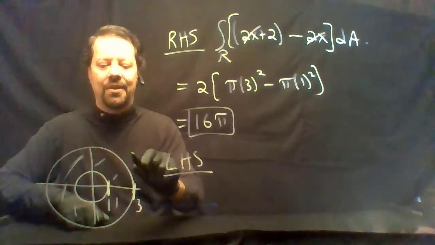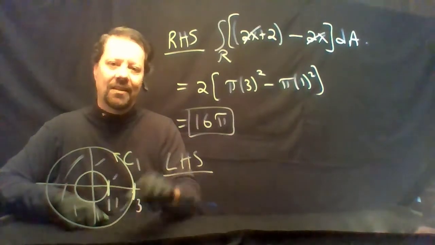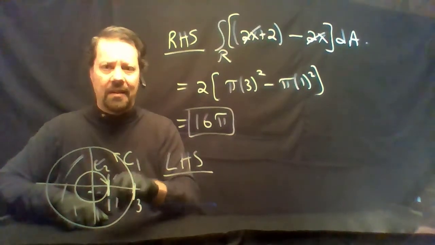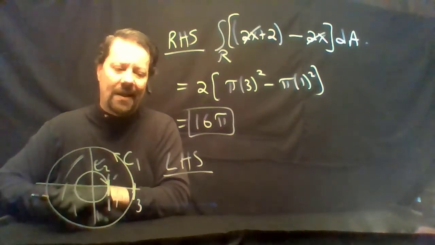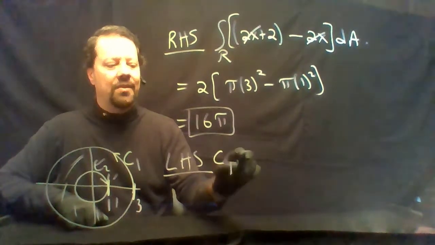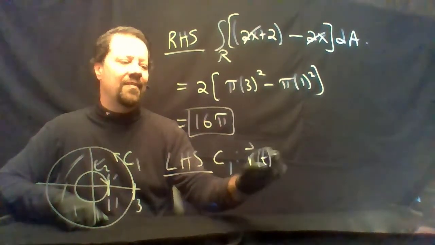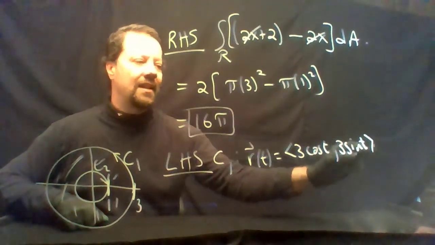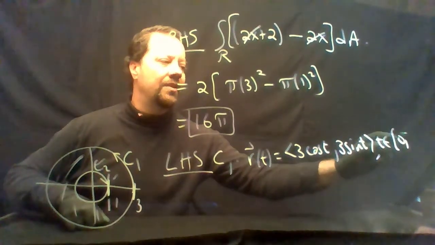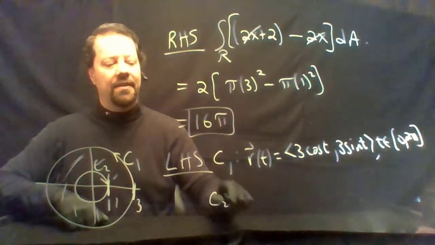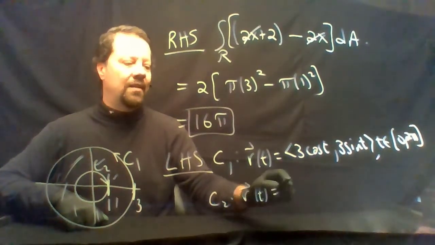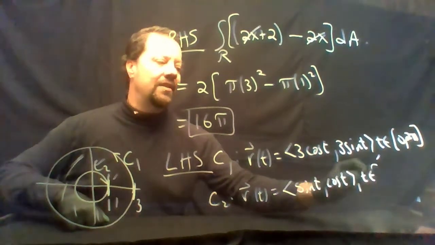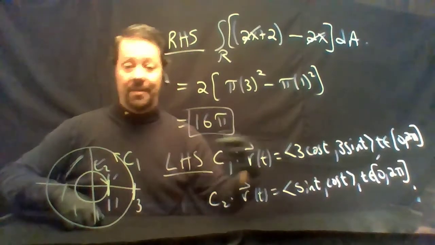For the left-hand side, we have two curves. We have curve 1, which we will orient going counterclockwise, and curve 2, which, to keep the region enclosed on our left-hand side, we'll have to orient in a clockwise direction. So curve 1 will be r of t equals 3 cosine t, 3 sine t, where t will go from 0 to 2 pi. And for curve 2, we'll have r of t equals sine t, cosine t, where t goes from 0 to 2 pi.